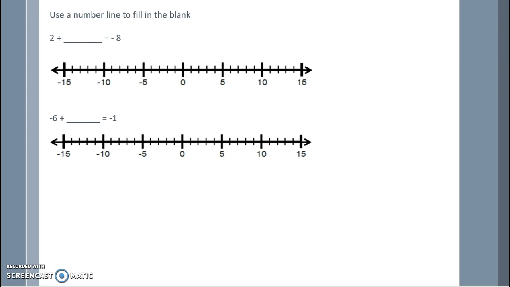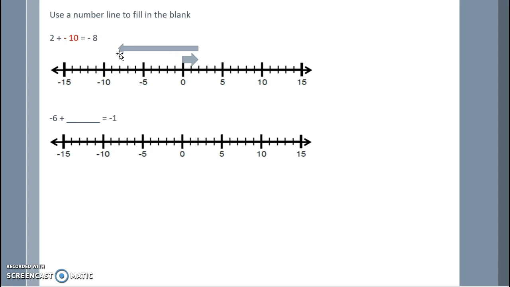So the first statement I have is 2 plus what gives me -8. So if I were to start at 2, if I wanted to go to -8, I need to go in the opposite direction to -8. So I went a distance of 2 plus 5, so it'd be 7, plus 3 more. So I went a distance of -10 units to the left.